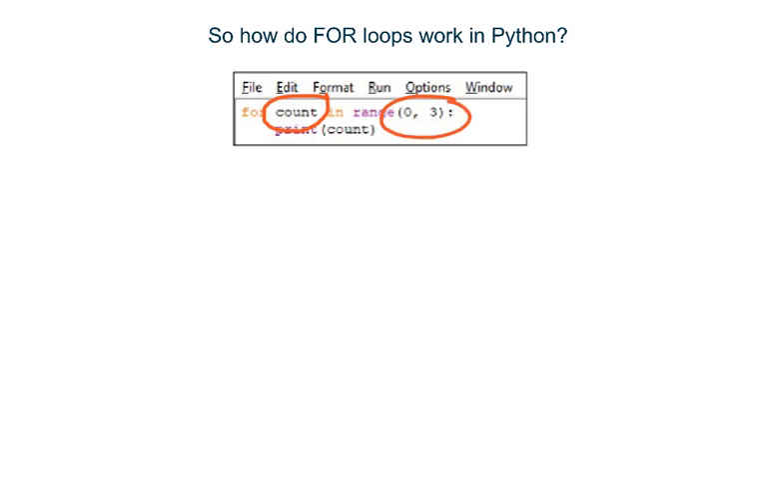So the first time round the loop, 0 will be stored in variable count. The second time round the loop, 1 will be stored in variable count. And the third time round the loop, 2 will be stored in variable count. The loop will then stop. Python always stops 1 before the second number in the bracket. So here the second number is 3, so Python stops at 2 because 2 is 1 before 3.